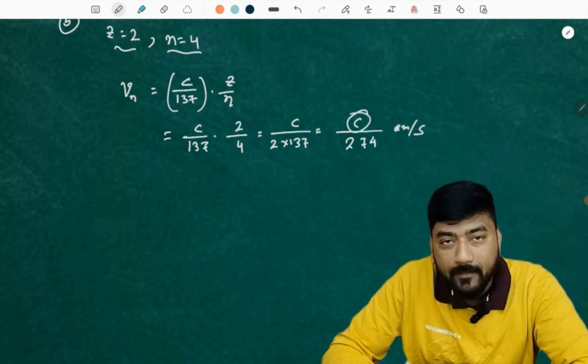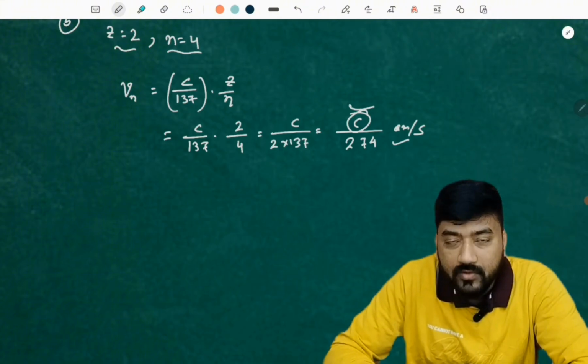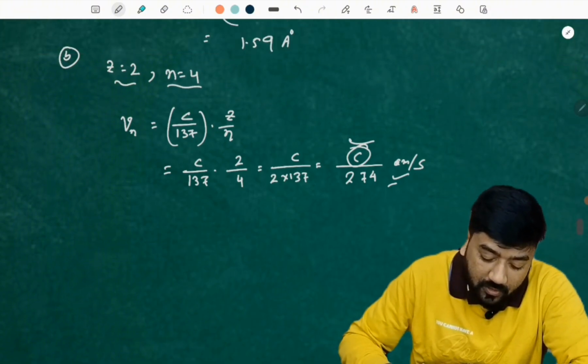If you put this value in meter, then it will be meter per second. If you put this value in centimeter, then it will be centimeter per second. So this is how you can find out.